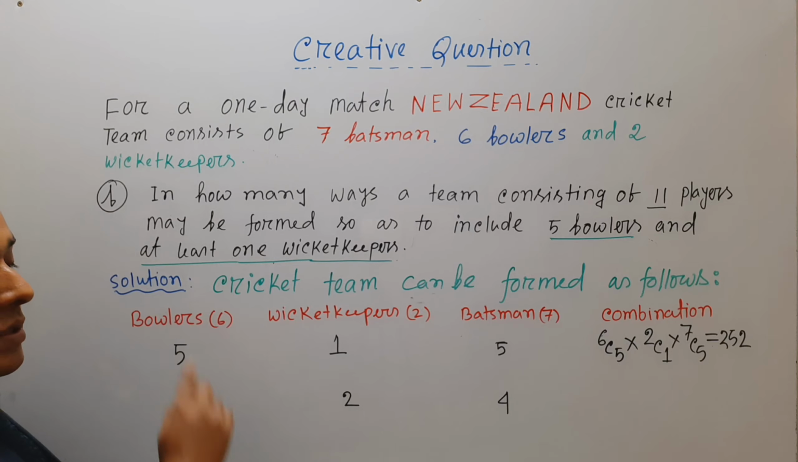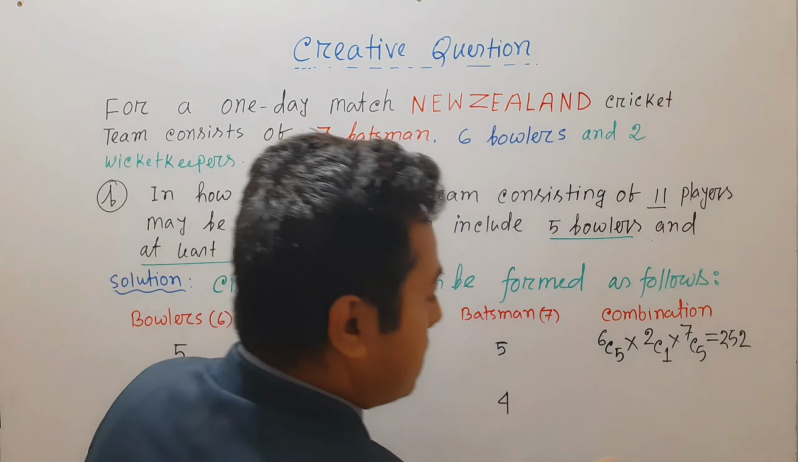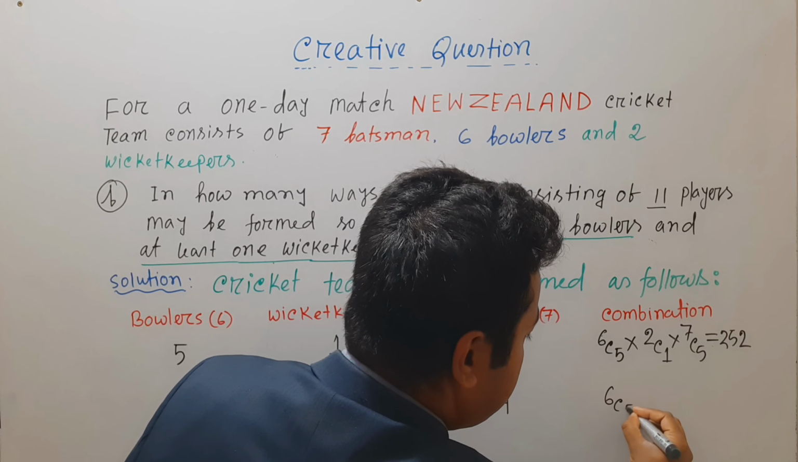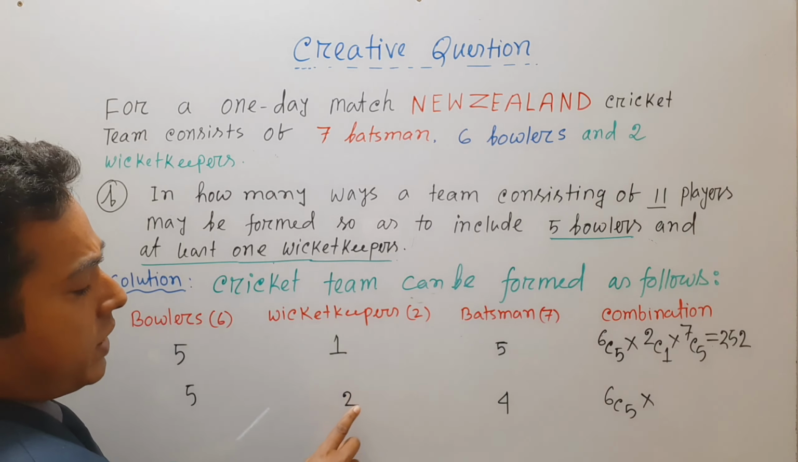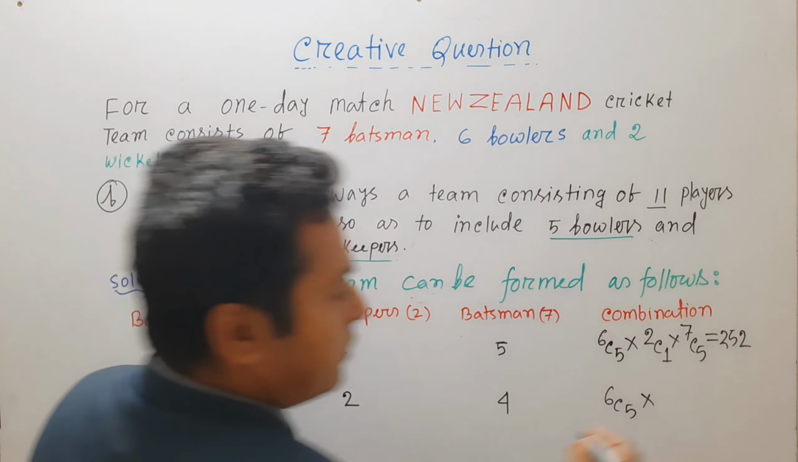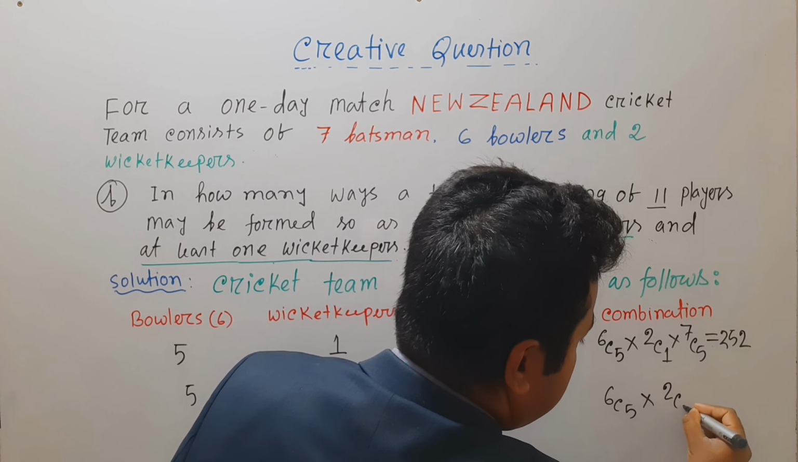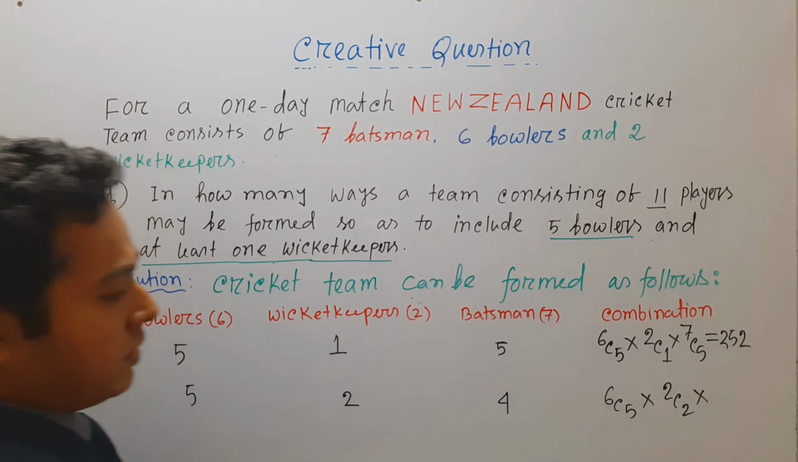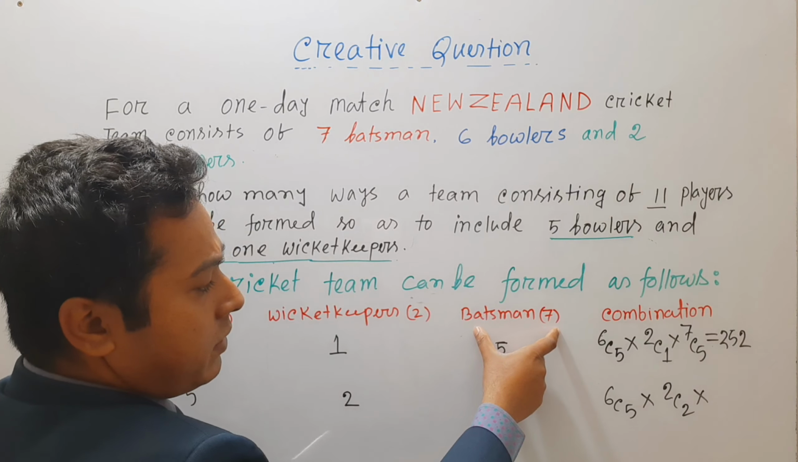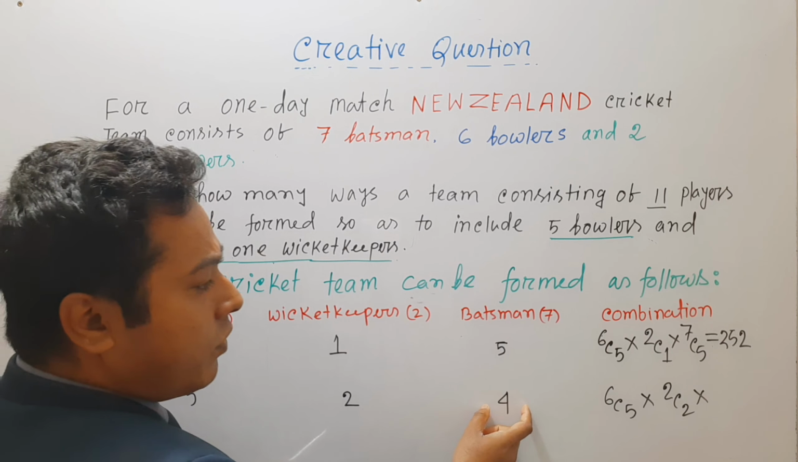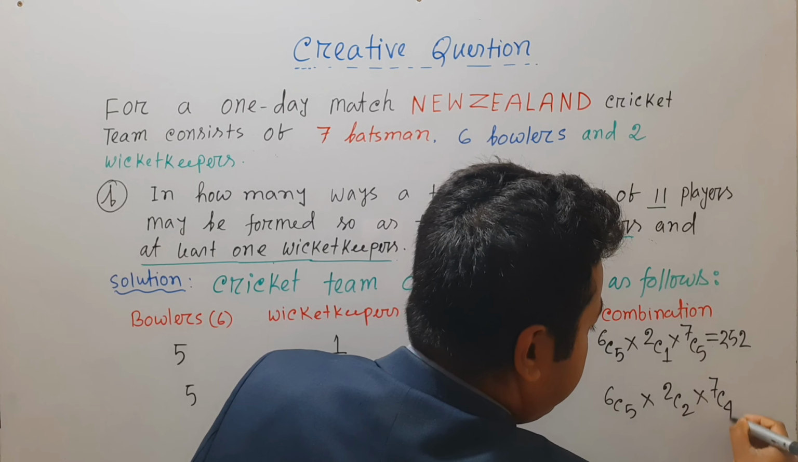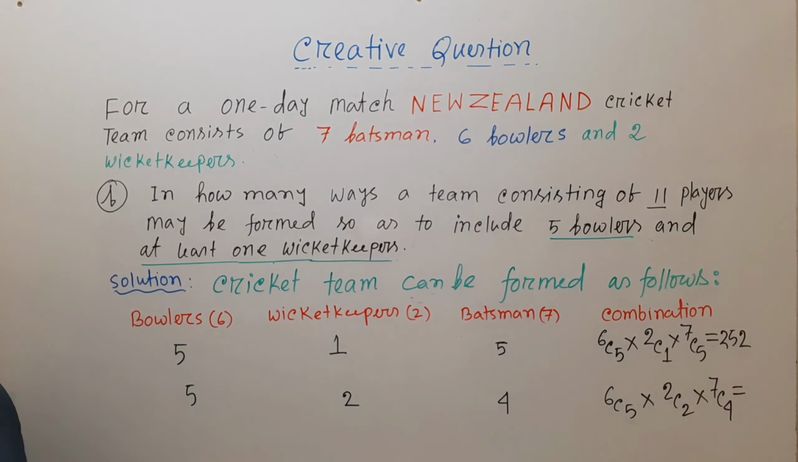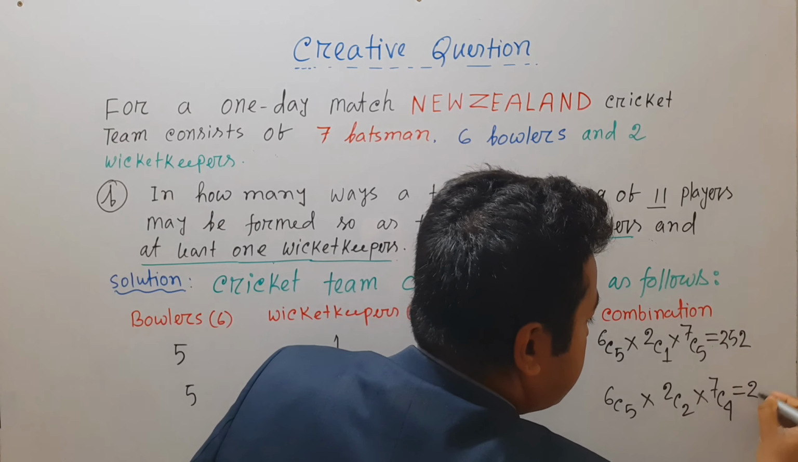Now the combination for this case is equal to: 5 bowlers from 6 bowlers, which is 6C5, into 2 wicket keepers taken from 2, and from 7 batsmen we have to take 4 batsmen, which is 7C4. Okay, this is equal to 210.